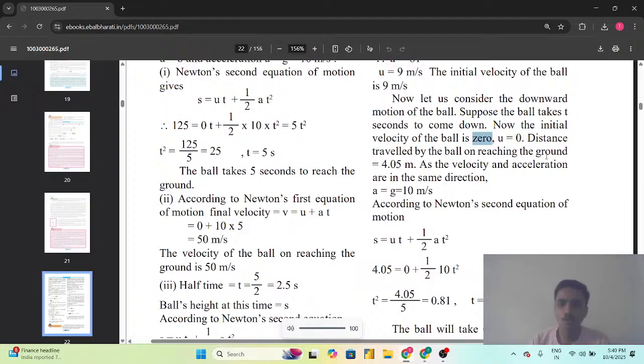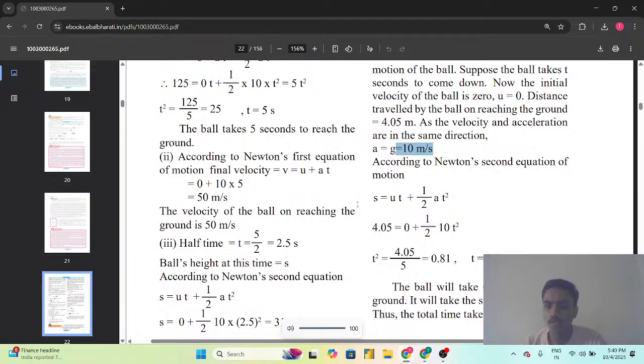Distance traveled by the ball on reaching the ground will be the same distance, as we have seen, as the ball reaches up to the height, that is 4.05 meter. And as the velocity and the acceleration are in the same direction, the acceleration due to gravity value will be positive, that is 10 meter per second squared. So according to Newton's second equation of motion, we will be able to calculate the time t which the ball will take to reach the ground.